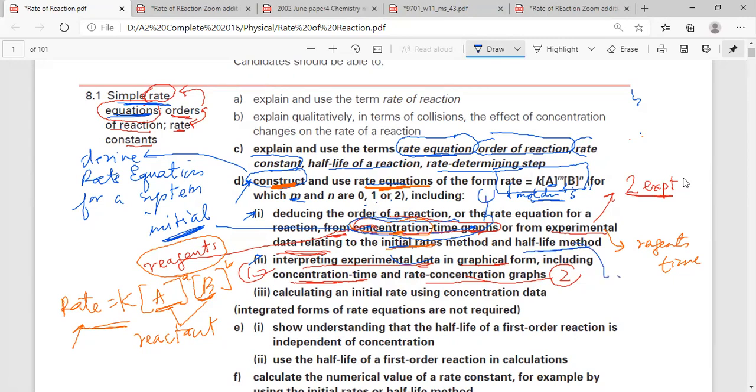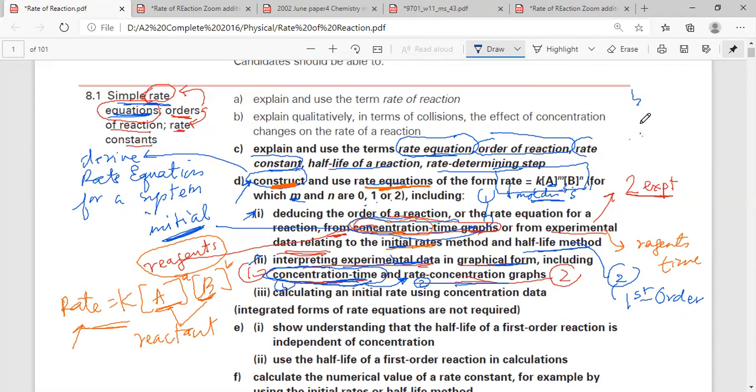Half-life method, normally we use it for first order reaction. You will see after why. I'll explain the theory to you. So here, interpreting experimental data in graphical form, including the concentration time graph, and one more called the rate concentration graph. We're going to convert this into this. So this is the starting point, because this is where you use all your experiment data to plot the graph. It's the first graph, and the second graph, if they ask you.